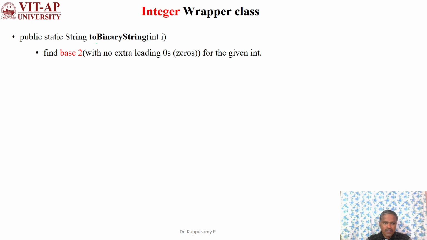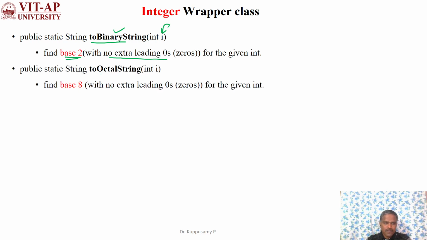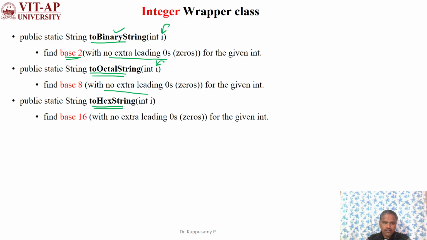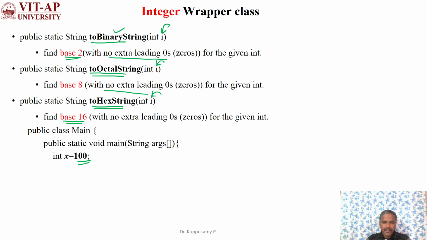Then one more example, to convert the given integer value into a binary string, where we take base 2 with no extra leading zeros for the given integer. Likewise, we can convert the given integer value taken as input into an octal string. Here also we do not consider extra leading zeros. And for hexadecimal, the integer is taken as input and we convert it into a hexadecimal string by using base 16. For example, here I am taking x equal to 100. This is the primitive data type, x equal to 100.